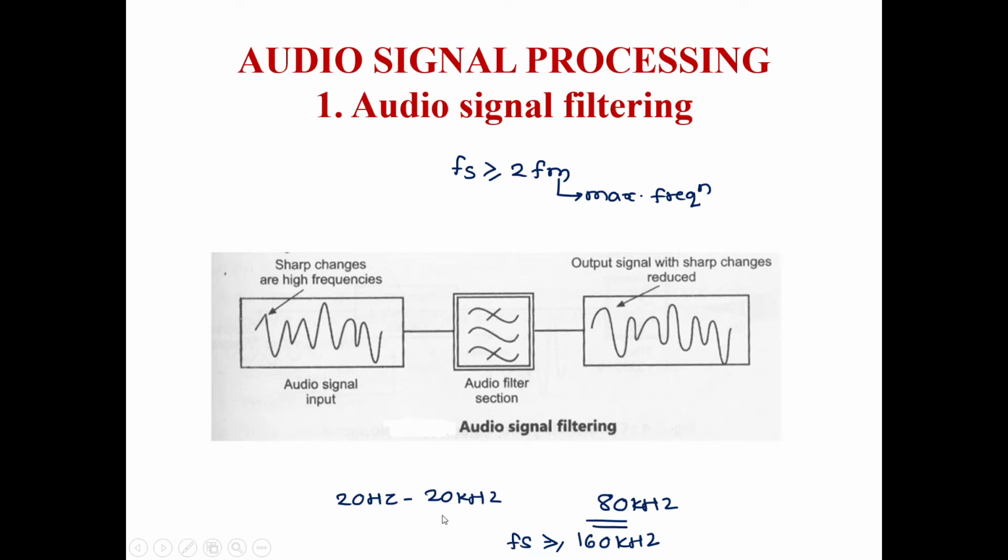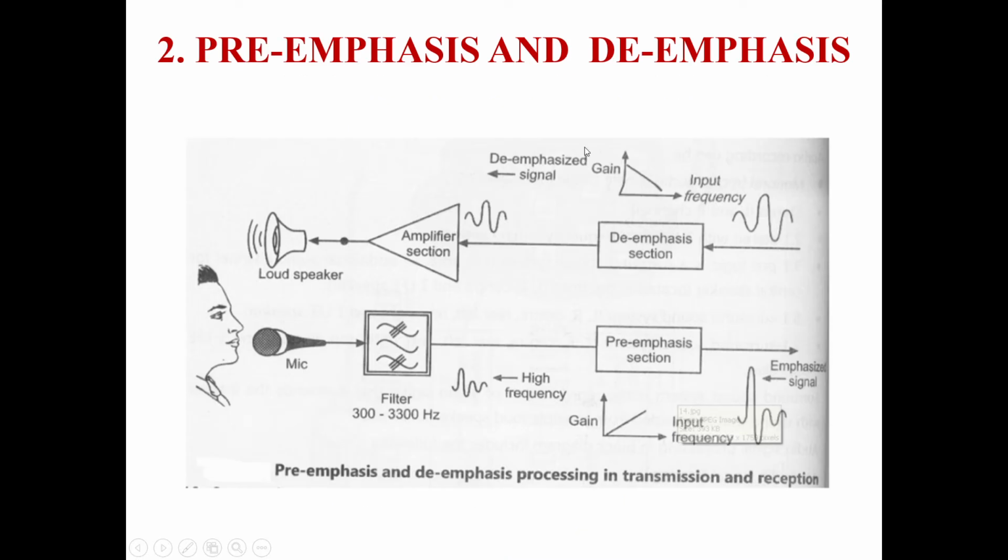If these frequencies are not audible, why keep them there? So you have an audio filter section, where you are just removing the high frequencies, and the output signal with the sharp changes gets reduced. This will help you set the sampling frequency lower in this case. Okay. Next is pre-emphasis and de-emphasis.